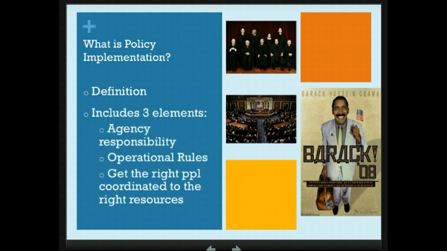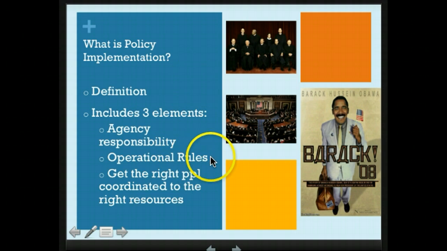There are three elements to implementing policy. The first element is the agency responsible. So agency responsibility. Sometimes you have to create a new agency or add a new responsibility to an old agency. In the case of the Affordable Health Care Act, we did not have to add a new agency. We already had the Health and Human Services Cabinet Department led by Secretary Kathleen Sebelius. So we didn't have to add one, but we gave a new responsibility to an existing agency.